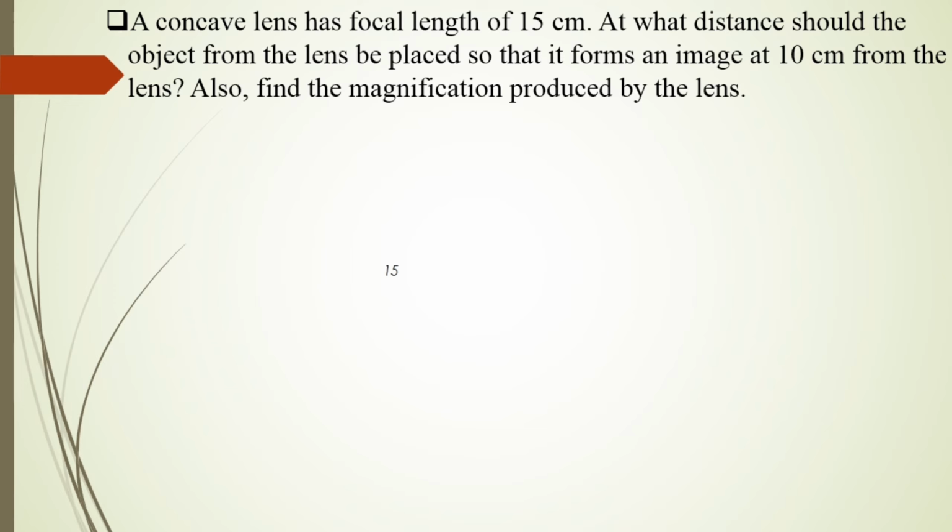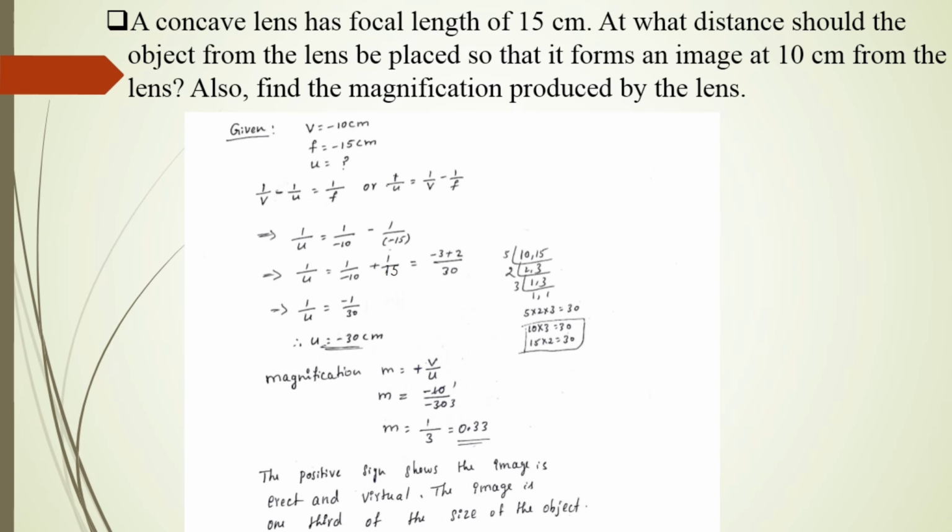First of all, see what is given. The image distance v is negative 10 cm. The focal length f is negative 15 cm and we need to find the object distance u. Using the formula 1/v - 1/u = 1/f, 1/u is equal to 1/v - 1/f. Substitute the given values. So 1/u = 1/(-10) - 1/(-15). Simplify. 1/u = -1/10 + 1/15.